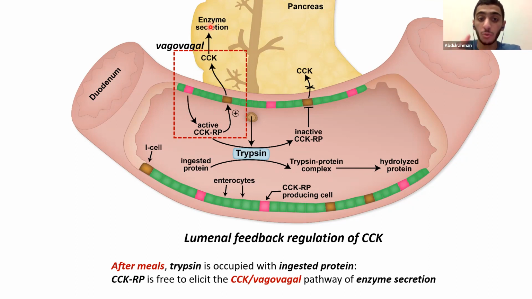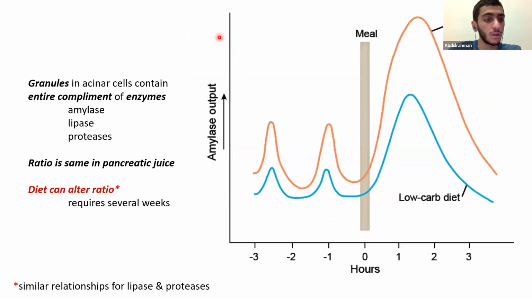And we do need that because we just ate food. We need more enzymes to break down the food. So the trypsin is the main inhibitor of the release of the pancreatic enzymes. If we get rid of this trypsin by occupying it with these proteins, the CCK-RP is going to be able to activate CCK, which will drive the enzyme secretions.